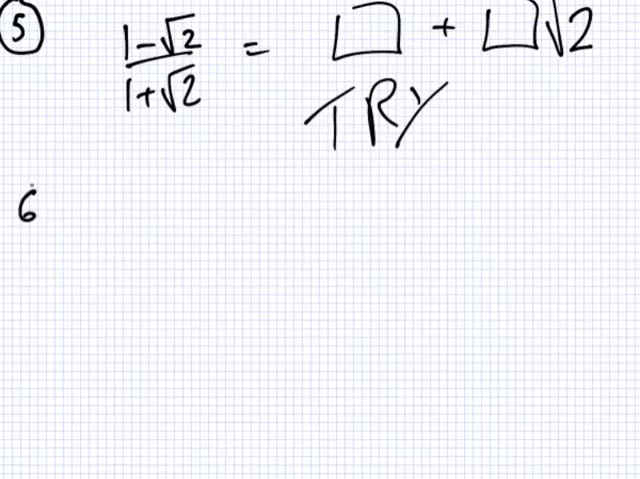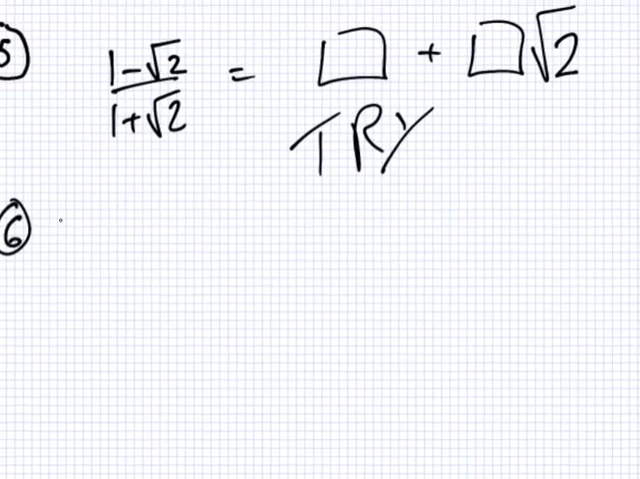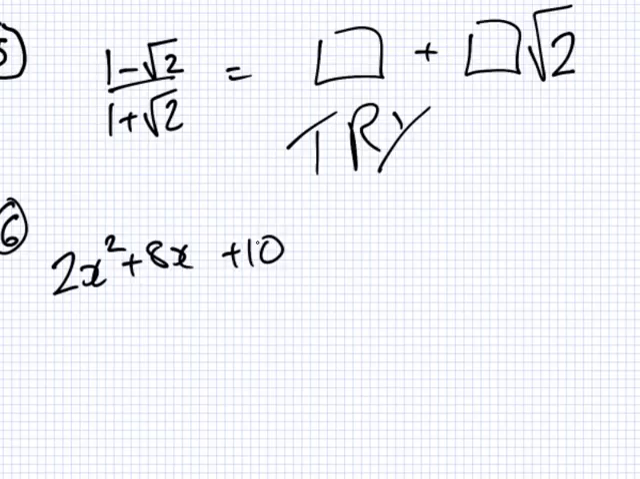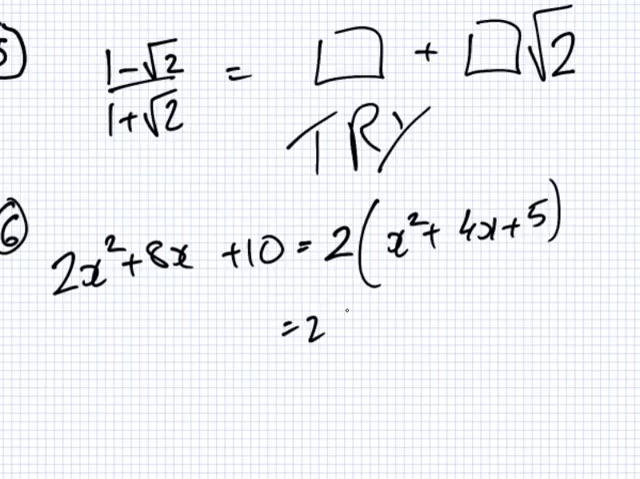Okay. 6. This one you did have. 2x squared plus 8x plus 10. You have to complete the square. So you should take the 2 out. X squared plus 4x plus 5. And then it's half the middle number. And then it's 5 minus the square of this. So the answer here is 2, 2 and 1.